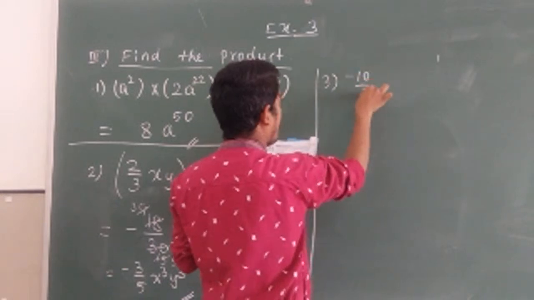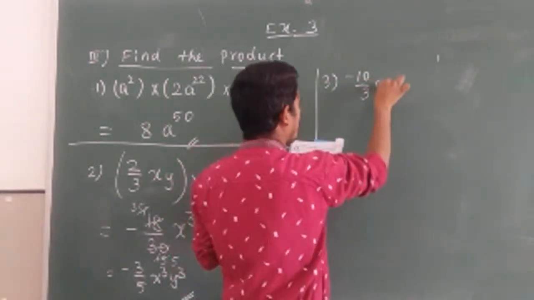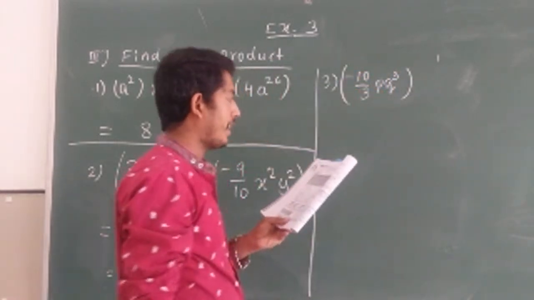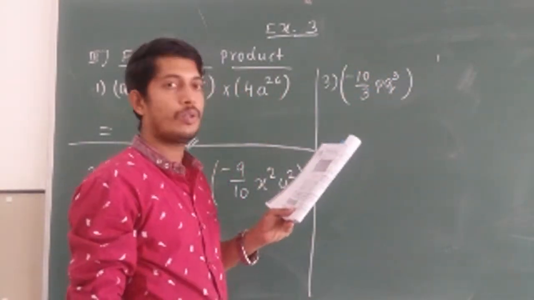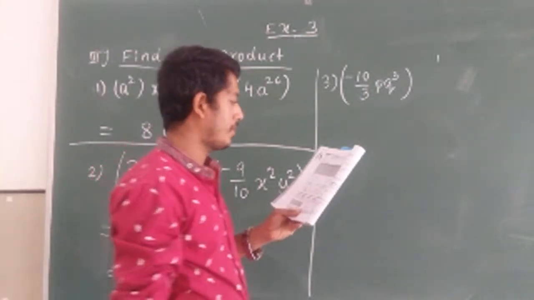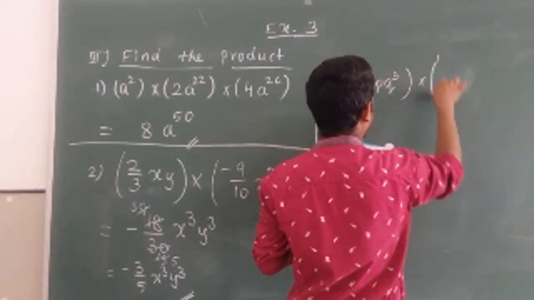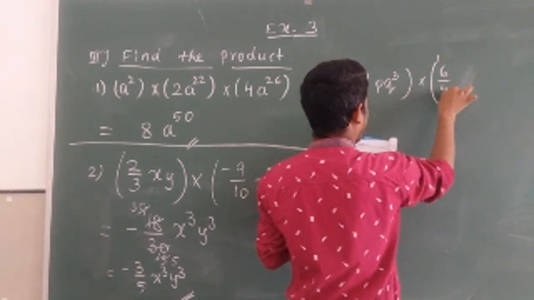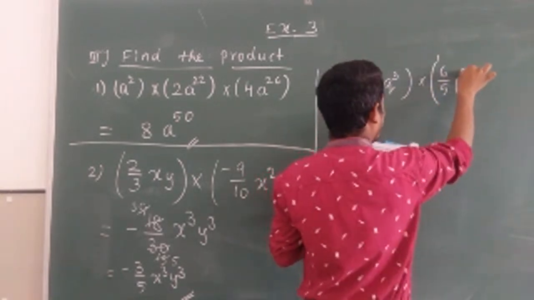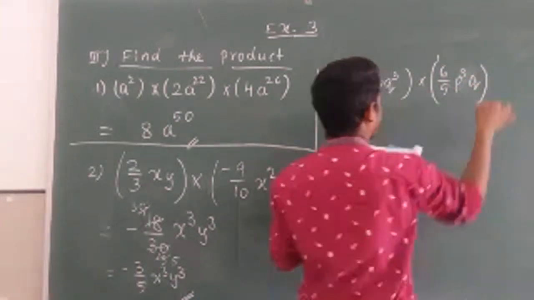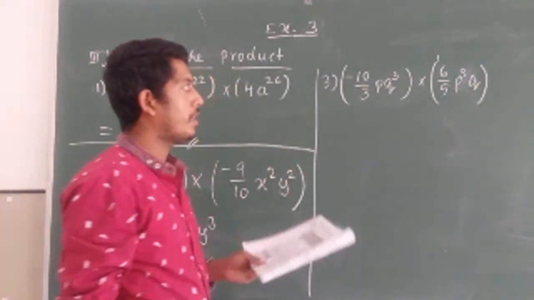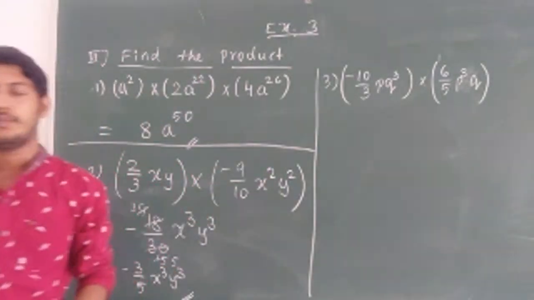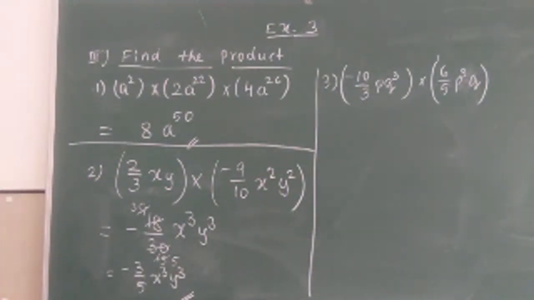Minus 10 by 3 into p q raised to 3, minus 10 by 3 p into q into 6 by 5 into p cube, 6 by 5 p cube. Just follow the same step and comment with the answer for that problem. Follow the same step.